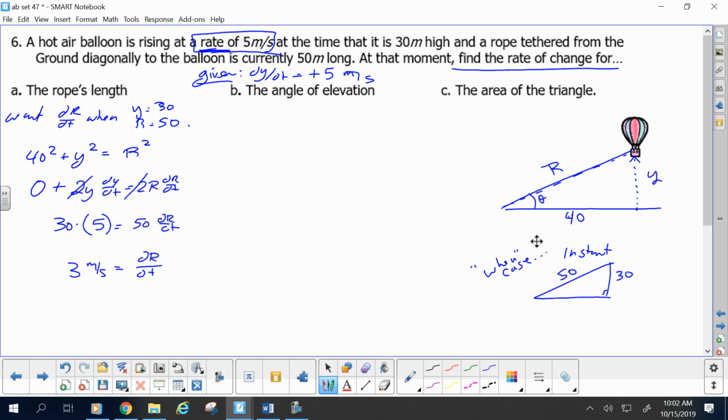The angle of elevation, including that with the question, they want the rate of change for the angle of elevation. So what does that mean in calculus? Find d theta dt when? Again, y is 30, x is, or r is 50, yeah? So you have a couple choices here. It's really up to you. Looking at this triangle, obviously I want the angle, so because of that I feel like trig is the direction we're headed. What trig function?